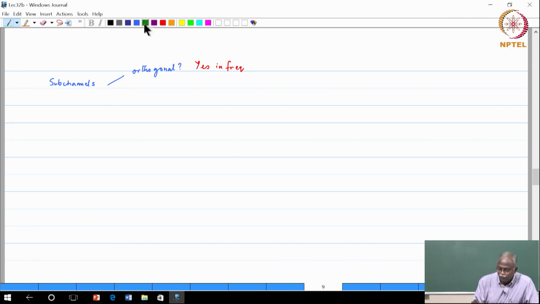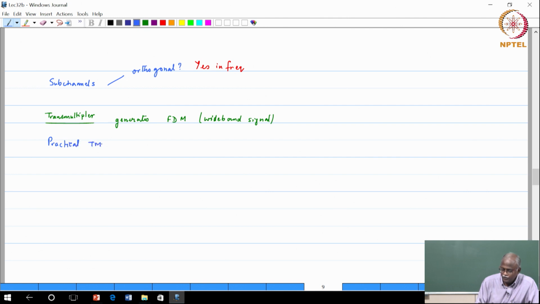Okay. Now, before we proceed further, I need to refresh your memory in terms of the transmultiplexer. A transmultiplexer is one that generates a frequency division multiplexed signal, that means typically a wideband signal. Now, practical transmultiplexers, this is what they would do.